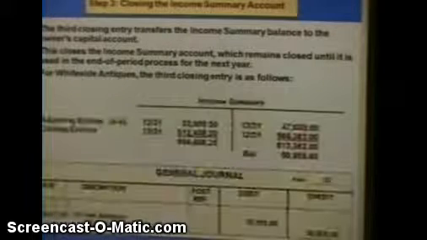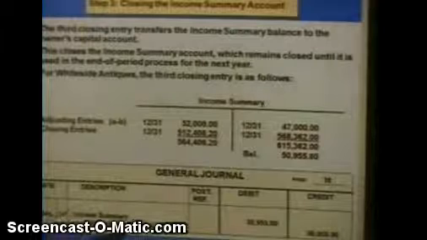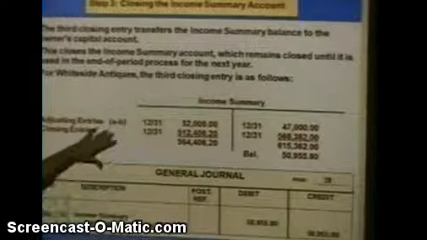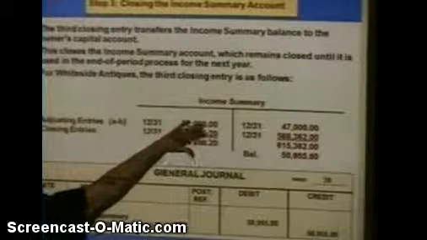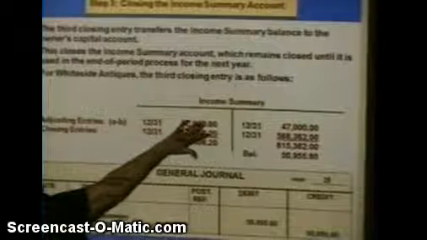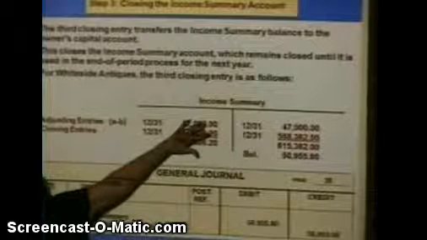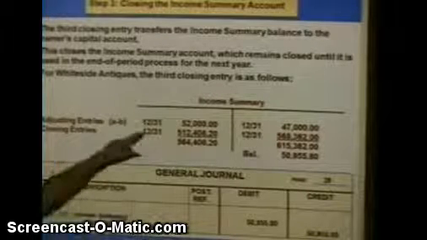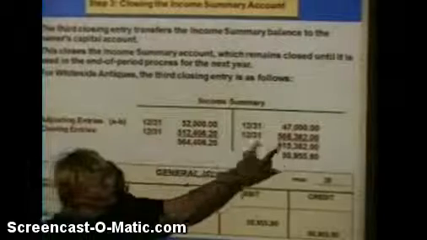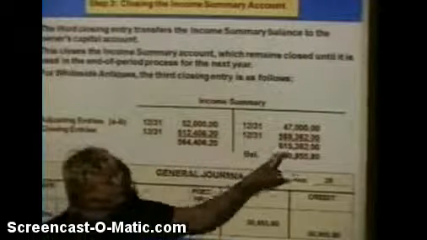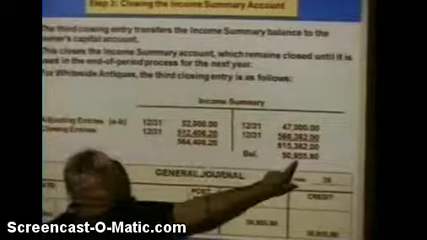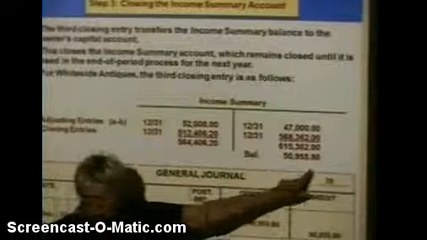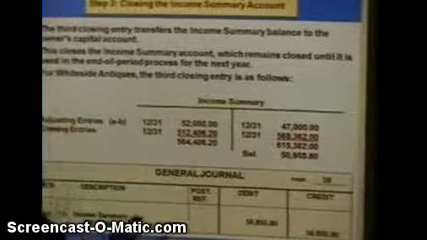Then the income summary, whatever the balance is in the income summary is what we're going to put in our capital account. Remember, we still have in there our adjusting entry for our inventory, so those are going to still be in there. Then we determine the balance. In this case, we have a credit balance of $50,955.80, which means we had a net income.